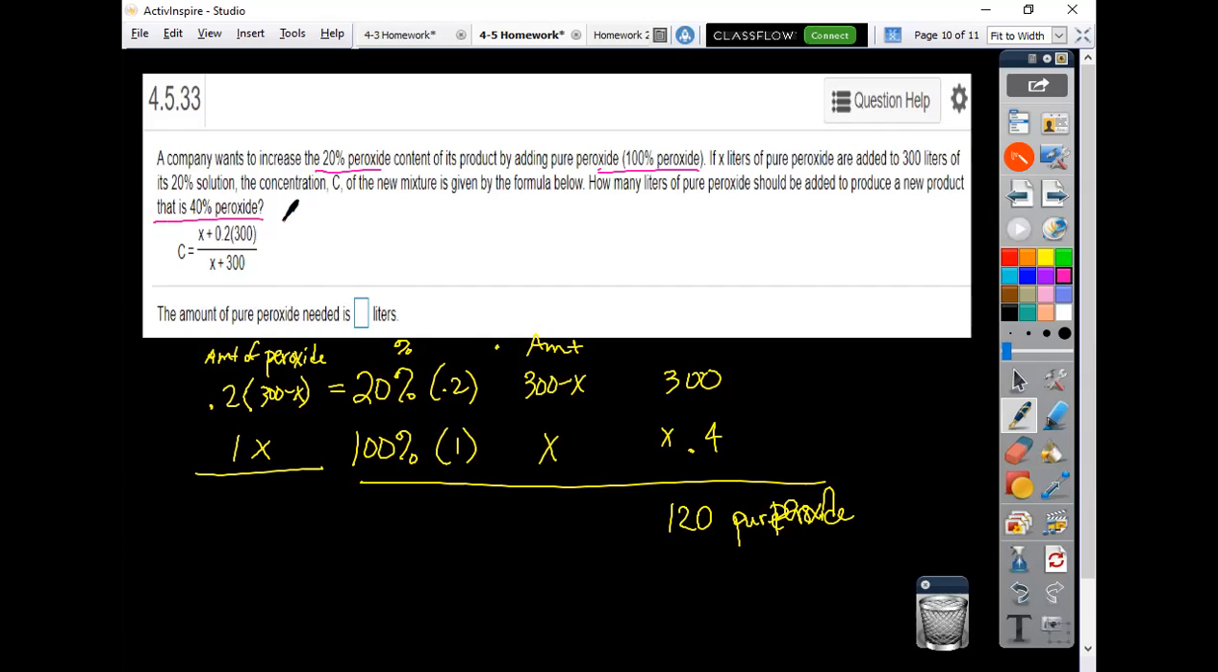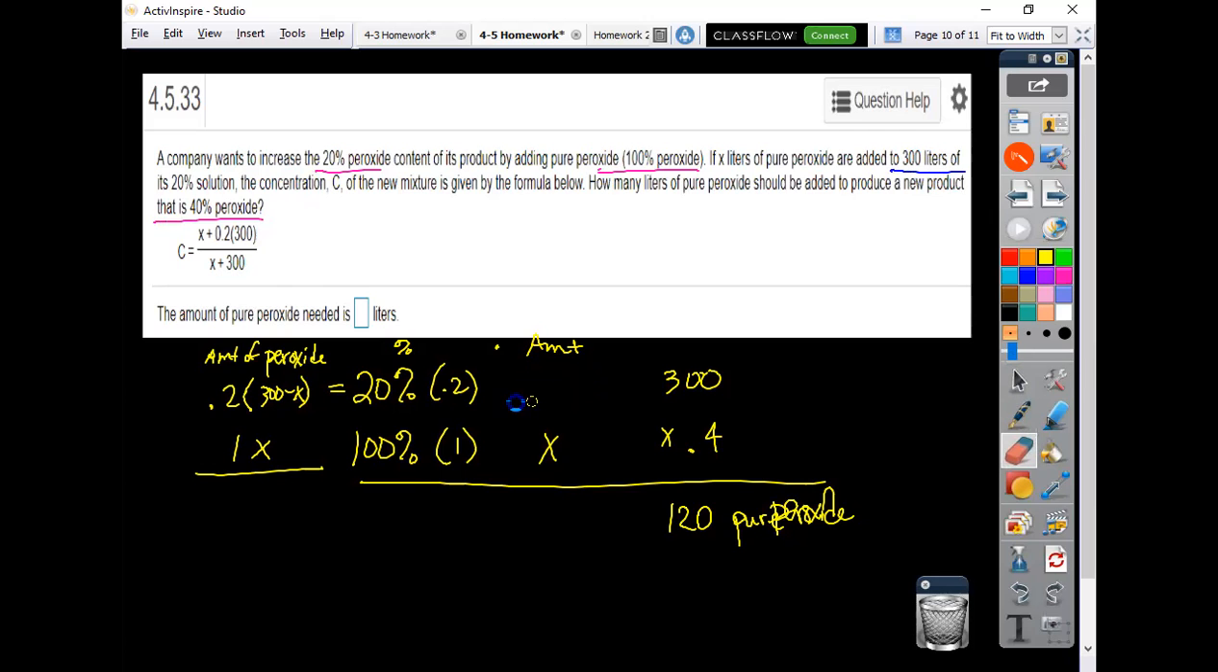When we're done, they want us to end up with 300 and X liters of pure peroxide added to 300. I think I set my problem up wrong. So I've got 300 of the 20% solution, and my X. Read carefully.